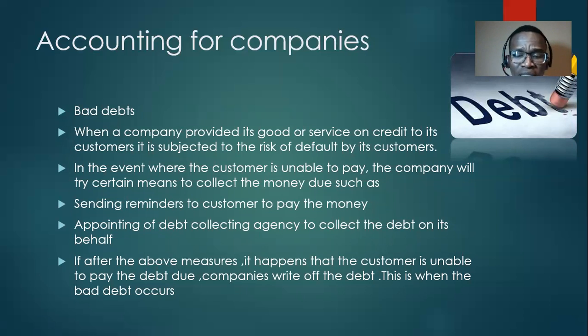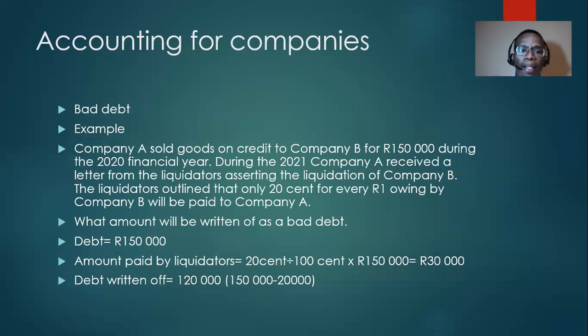Then after all those measures which the company tried to collect that debt and you are unable to pay, the company doesn't have any other alternative but to write off your debt, right? This is when the bad debt occurs. The company tried by all means to collect the money, but you are unable to pay. The company doesn't have any other choice but to write off the debt. So that's what bad debt is about, right?